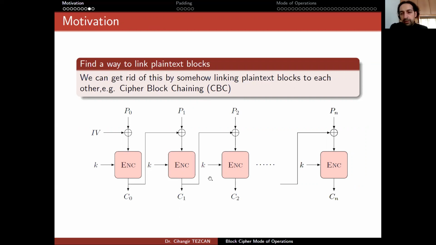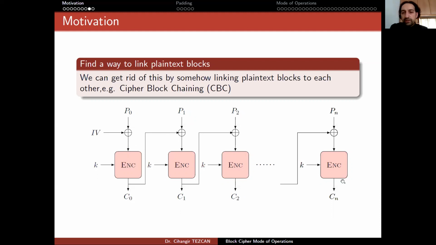But here, as you can see, this changes the behavior of the ECB mode. For instance, if P1 and P2 are the same, when you encrypt P1, you obtain C1, but you XOR C1 with P2. So P2 XOR C1 is no longer the same as this part. So you obtain something else. So you get rid of the redundancy, but here you are losing something. You now lost the parallelizability. So in order to encrypt P2, you have to know the value of C1. In order to know C1, you should have already encrypted P1. And in order to encrypt P1, you should know C0. So this is a serialized way of encryption.